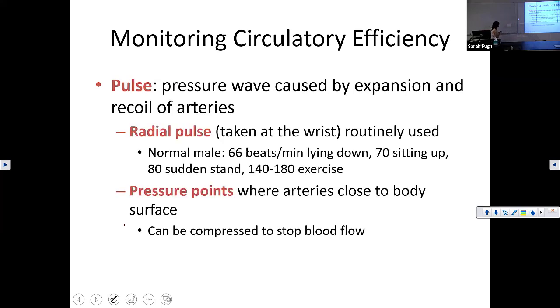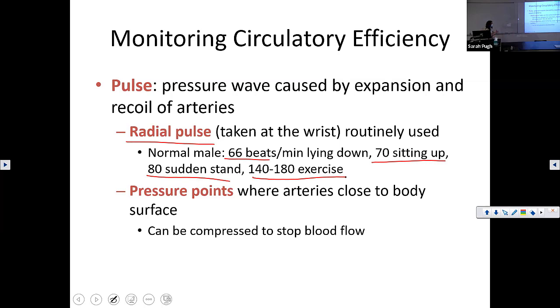So let's look at pulse. Remember, pulse is caused by the recoil of arteries. So 120 over 80, it's that pressure change that gives us a pulse. We can take a radial pulse. Radial pulse, remember, we take it at the wrist, down by the thumb side, that's where the radius runs, that bone. A normal male pulse is about 66 beats per minute when laying down, about 70 beats per minute when sitting up. If you stand up quickly, your pulse will go up, and when you exercise, it's even higher, right?